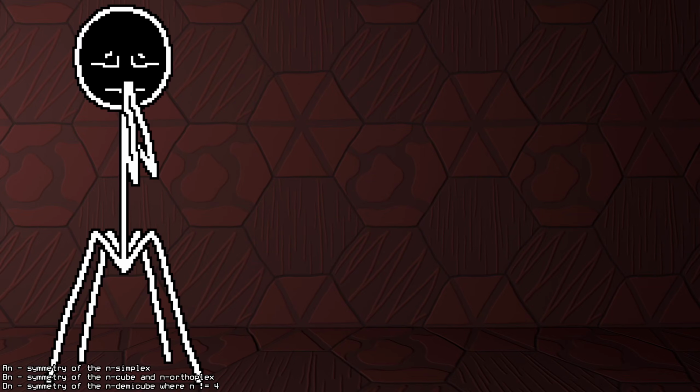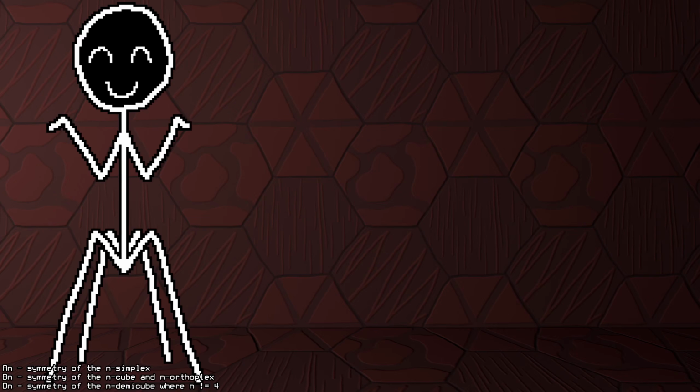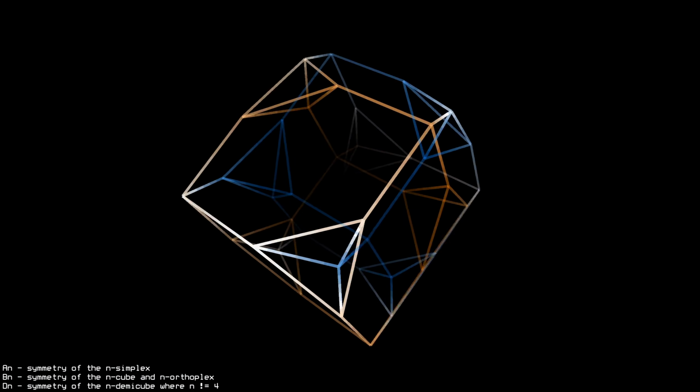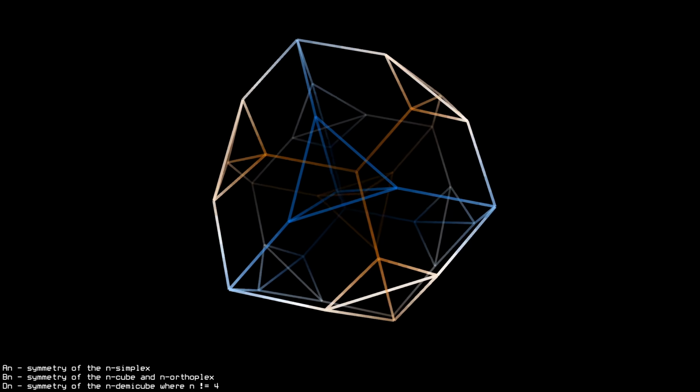Let me make this extremely clear. D4 is not B4. Even though the 4 demicube has B4 symmetry, D4 still exists. For example, if you truncate half of the vertices of a tesseract, you get a polychoron with D4 symmetry.